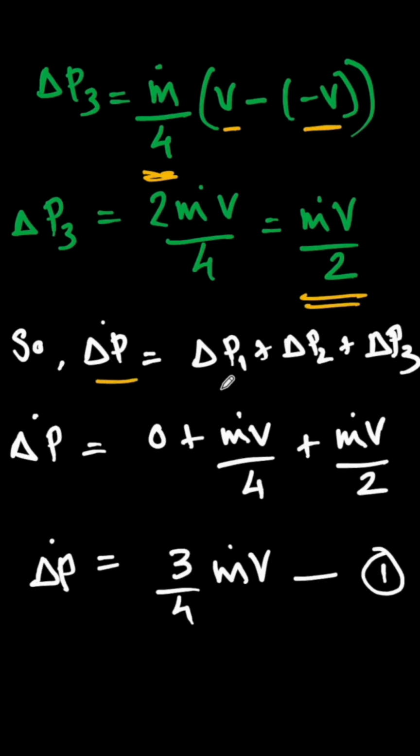Total rate of change of momentum becomes delta p1 plus delta p2 plus delta p3. So 0 plus m dot v by 4 plus m dot v by 2. 0 is for that which goes unaffected, this is for that which gets stopped completely, and this is for that which bounces back. So the total rate of change of momentum becomes 3 by 4 m dot v.